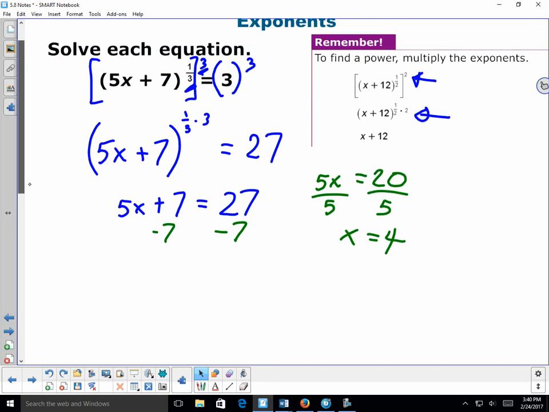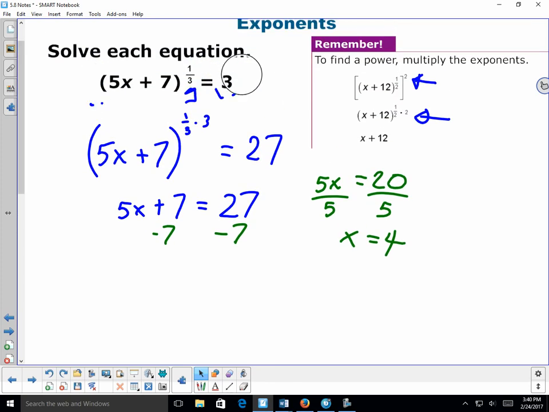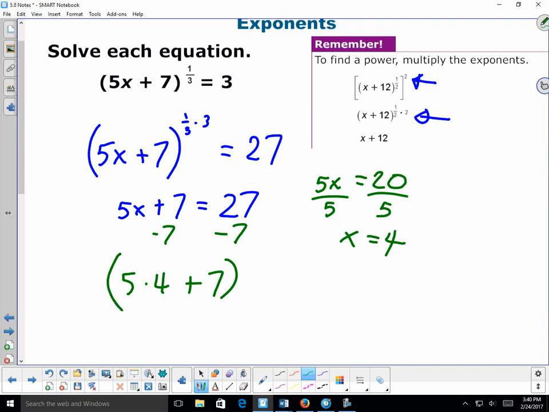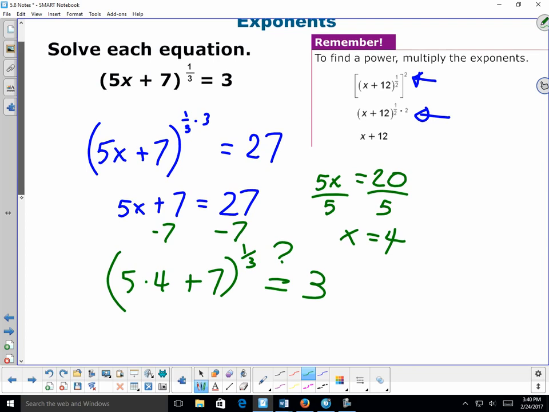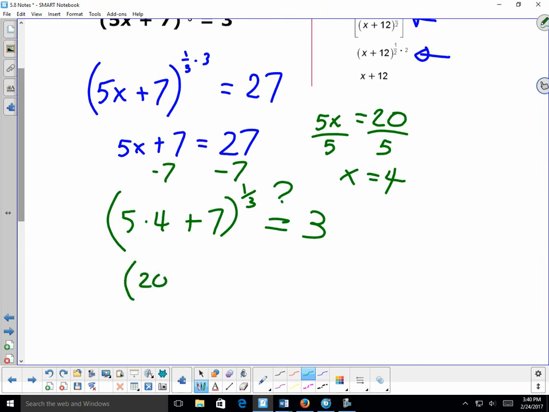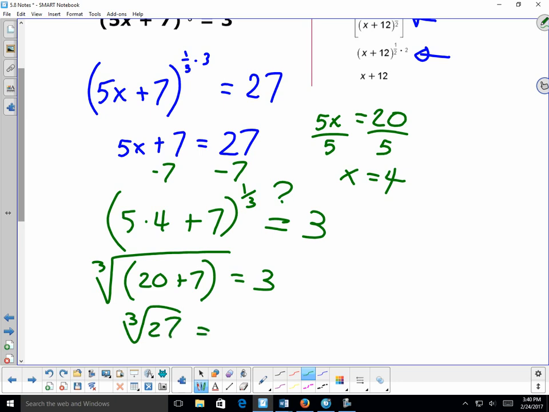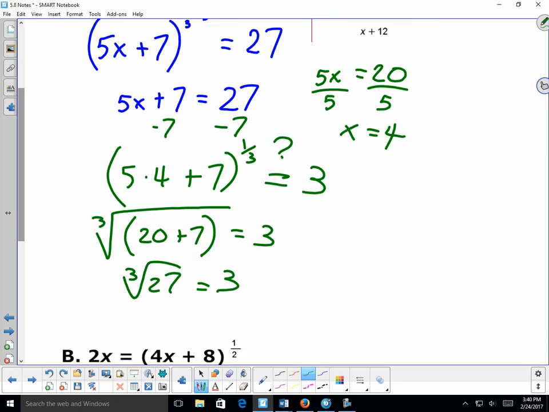All right, let's do a quick check to see if that works. If we plug 4 into the original equation here, I would get 5 times 4 plus 7 in parentheses raised to the 1/3. Is that equal to 3? Again, you could do this on your calculator, but it might be faster to just do it by hand. I get 20 plus 7 to the 1/3, but you know that's the same as saying the cube root, right? So I really get cube root of 27, and is the cube root of 27 equal to 3? Yes, it is, so I get 3 equals 3. So we like this solution of x equals 4.